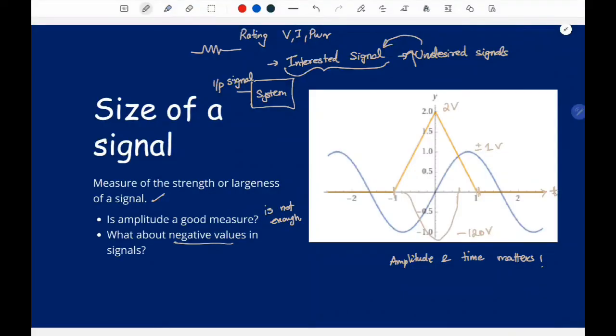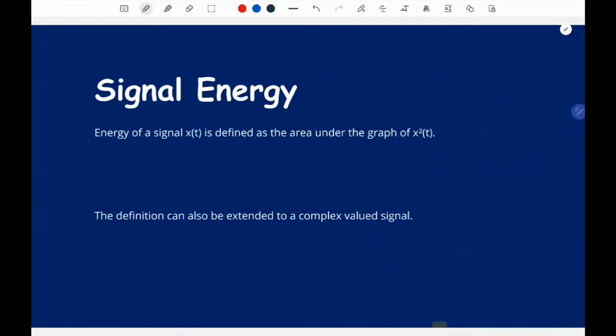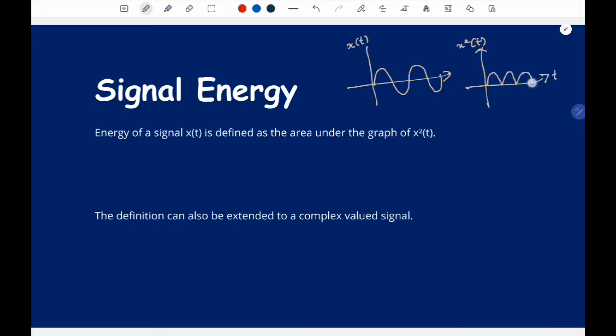So then what do we do to take all this into account, and what can be a good measure for the size of a signal? Then we come to the signal energy. The energy of a signal x of t is defined as the area under the graph of x square of t. If you take any signal x of t, let's say the sinusoid itself, once you square it, all the negative values are going to disappear, correct? So it will be something like this. Now you take the area under this graph.